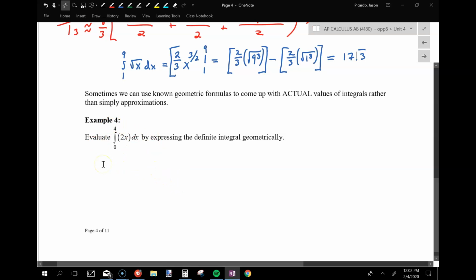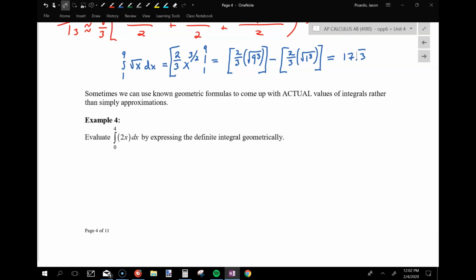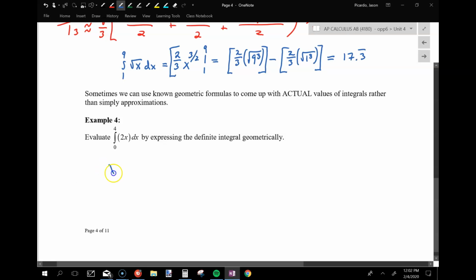Guys, there are sometimes going to be problems like this where, yeah, could I solve this with an integral? Yeah. It would actually be a pretty easy one, wouldn't it? What's the antiderivative of 2x? Yeah, so it would be x squared, and we're going to evaluate it from 0 to 4. So what is that? It's 4 squared minus 0 squared, right? Which is 16. So that's an easy one to do.